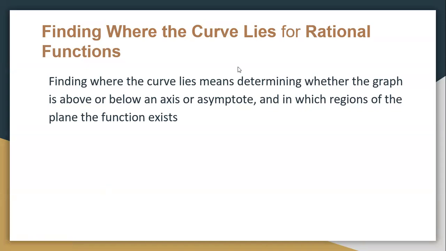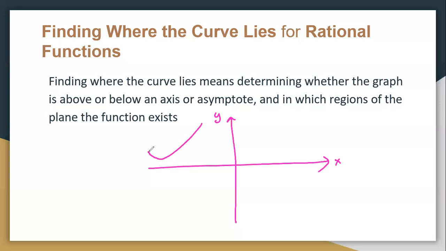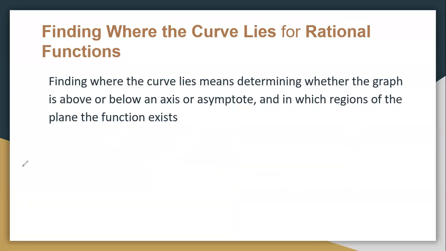When we talk about our curve lying here, we are looking at, you know very well, this is my y-axis and this is my x-axis. I need to know, is my graph going to be above the x-axis? Is it going to be below the x-axis? So by finding the region where the curve lies, we are asking ourselves, is it above or below the x-axis? And how do we know that our curve is either below or above the x-axis?